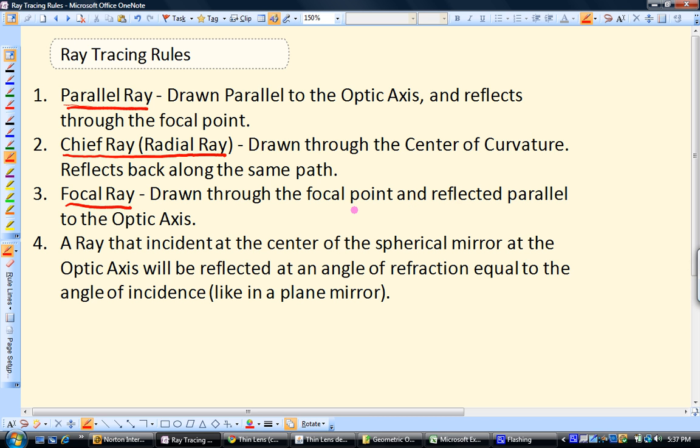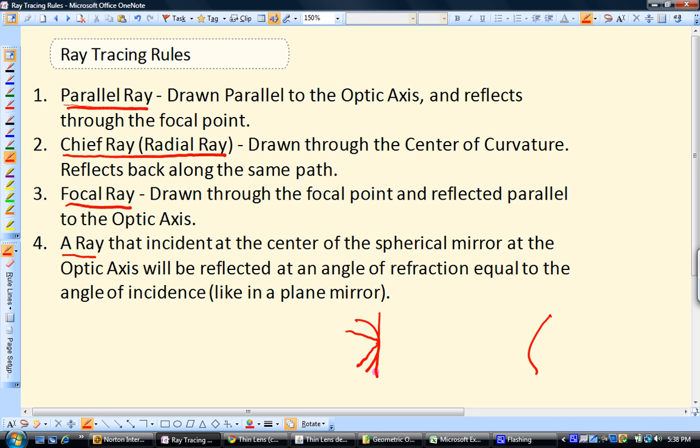And this fourth one we're not going to draw, only because it's a little tougher to draw, is that if you have a mirror like this, or frankly like this, if you get it exactly at the center along the primary axis, it will always reflect back at the angle that it came in at, just like a plane mirror. But that's a little tougher to draw, so we're not going to be drawing that one.